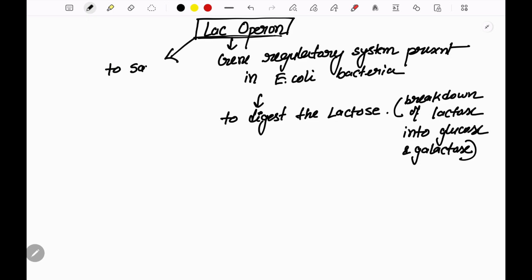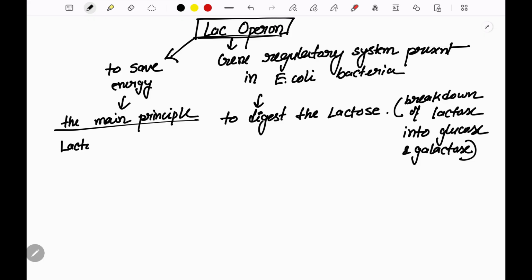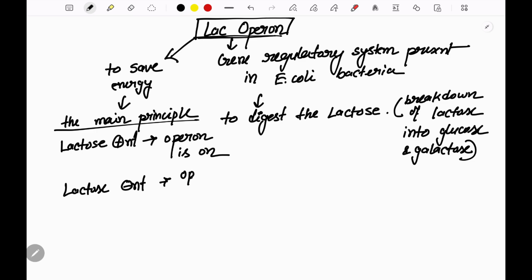To save energy. How? The main principle is when the substrate, that is the lactose, is present, operon is on. When the lactose is absent, operon is off.